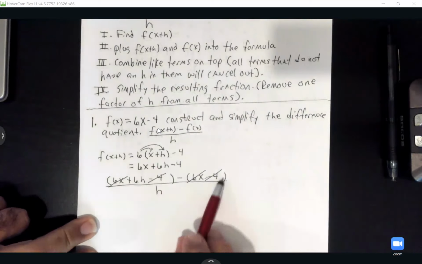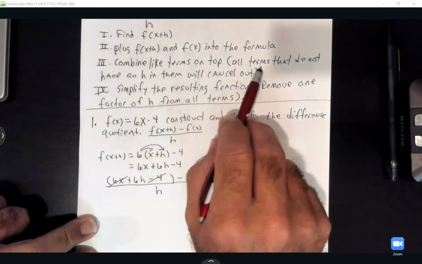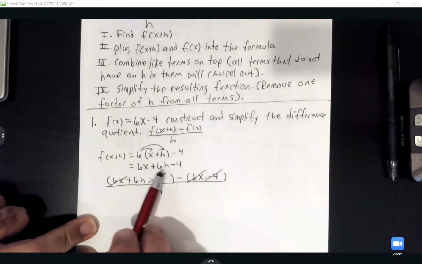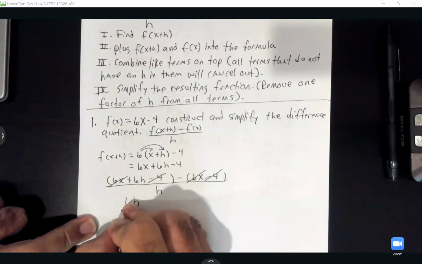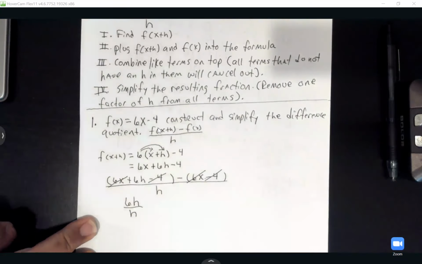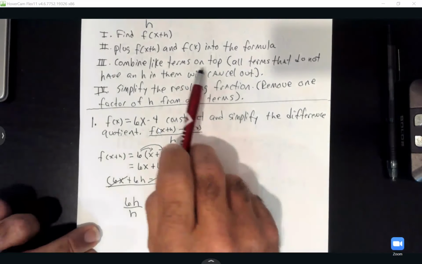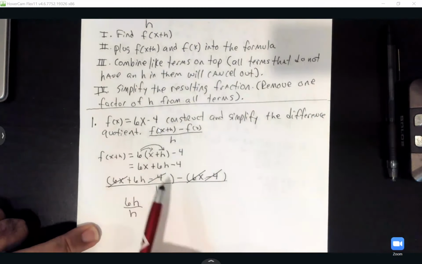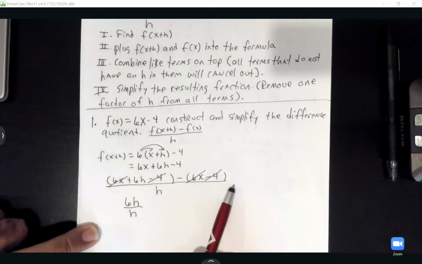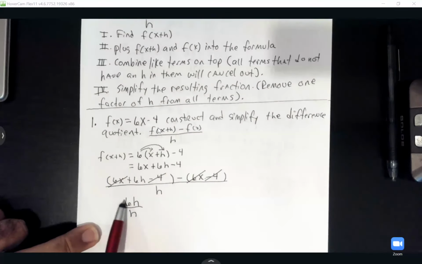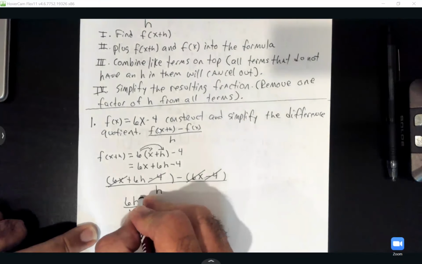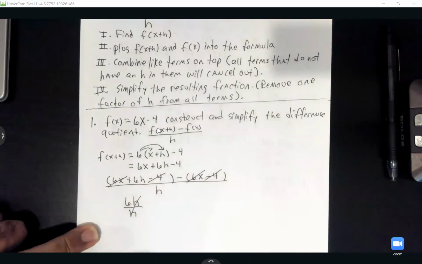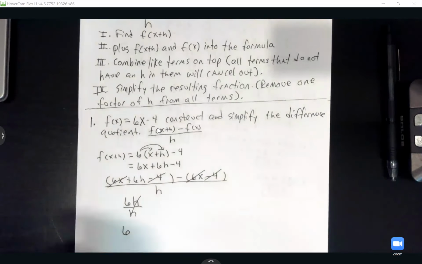So all that's left on top, we said had to have an h on them, right? So here's my 6h, which is left. On bottom, I still have an h. So notice when I combine like terms, all the terms that didn't have an h in them canceled out. Now, we're going to simplify this resulting fraction. Well, y'all, what can I do with them h's? Those h's are going to cancel out. All that's left is our 6.